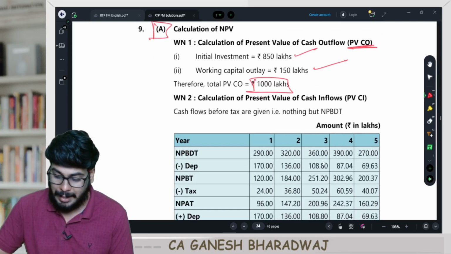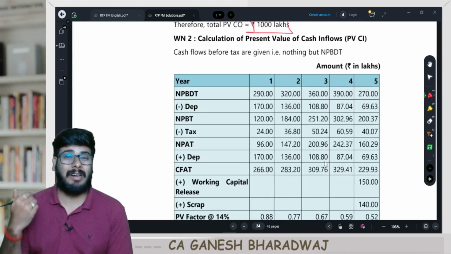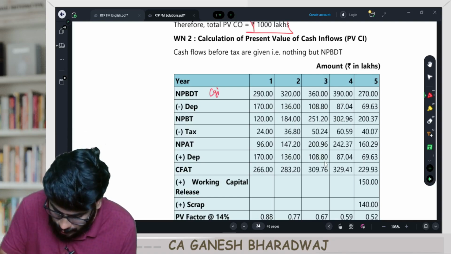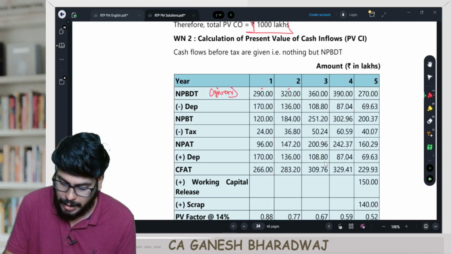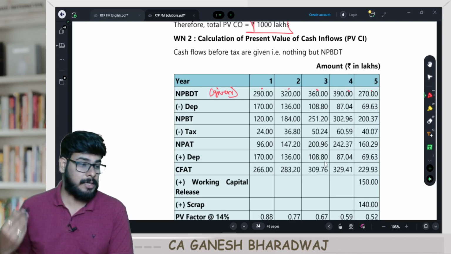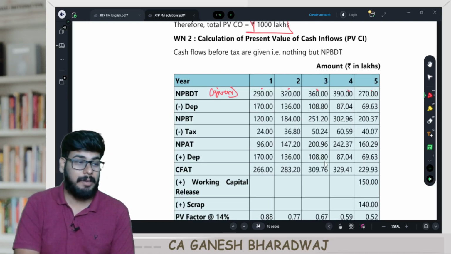And calculating the present value of cash inflows. In the question, they have given the net profit or cash flows before depreciation and tax. These figures are all given in the question, right? 290, 320, 360, 390 and 270. From this, I need to subtract depreciation. Now, depreciation, is that figure given in the question? No, it's not given in the question. It's on WDV basis. You need to calculate.